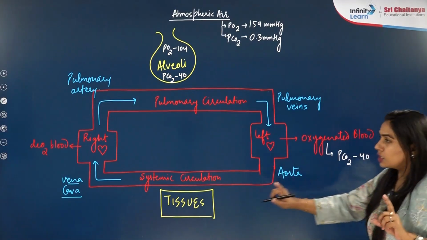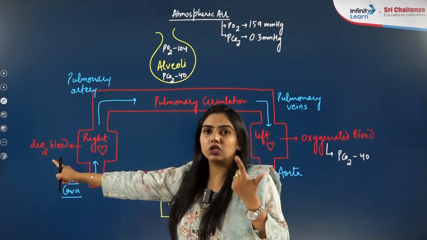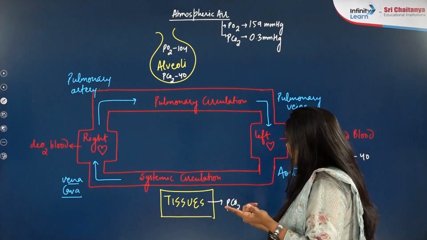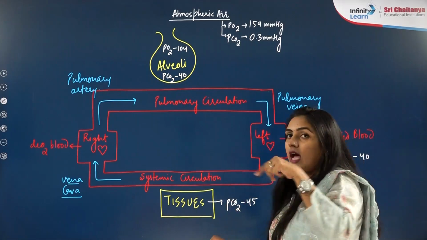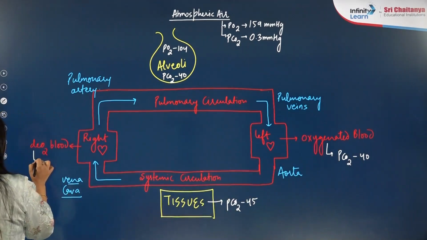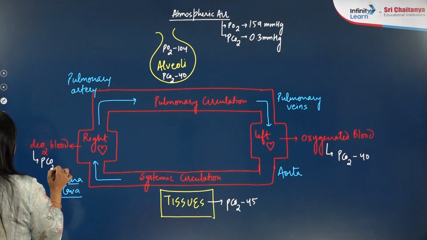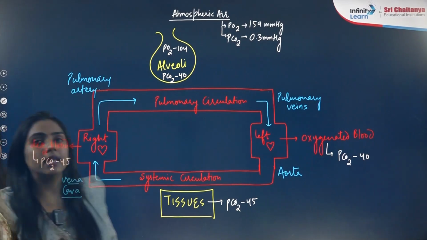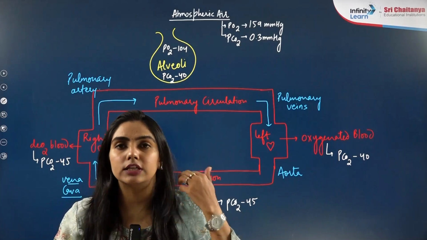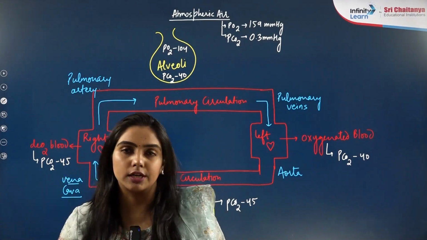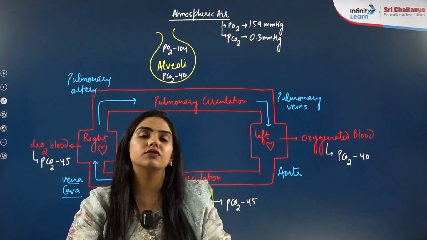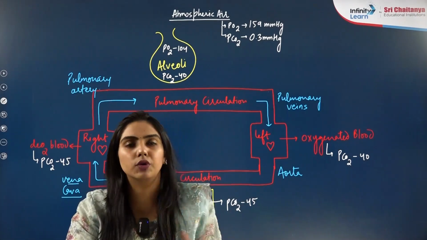And in the tissues and in the deoxygenated blood, the CO2 will be more. So, if CO2 is more here, then the partial pressure of CO2 is 45. The higher value in our body is 45 and the lower value is 40. Right, everyone? In our body, whether it is alveoli, tissues, oxygenated blood, or deoxygenated blood, the lower value of CO2 will be 40, and the higher value of CO2 will be 45. That's what you have to remember.